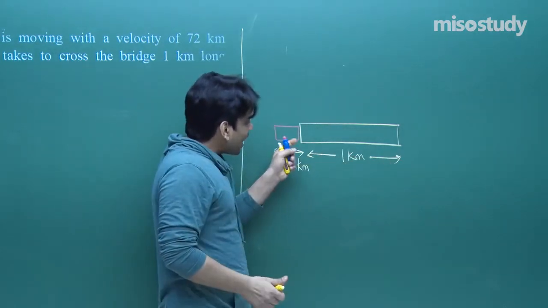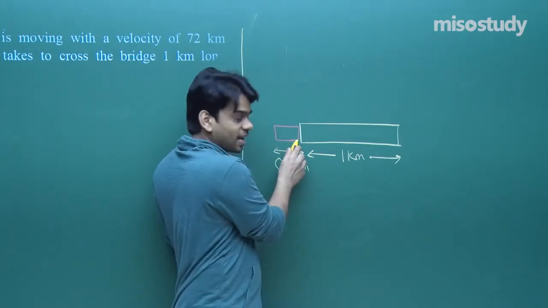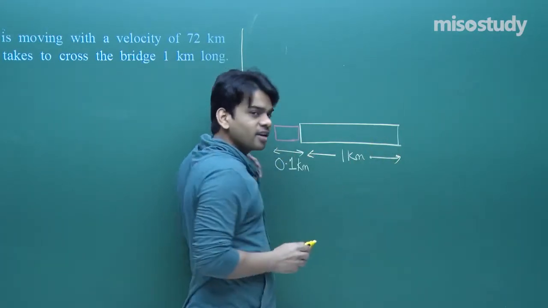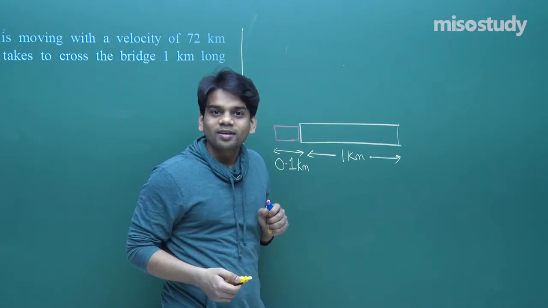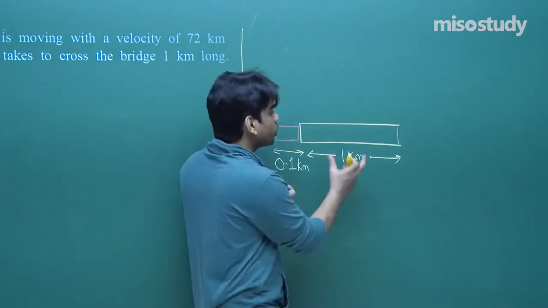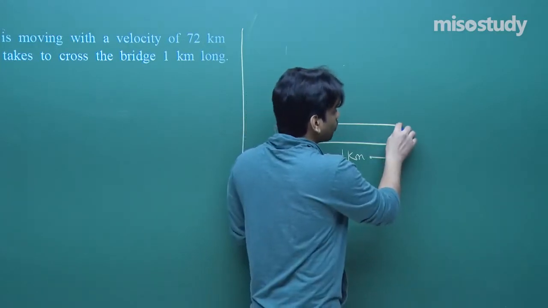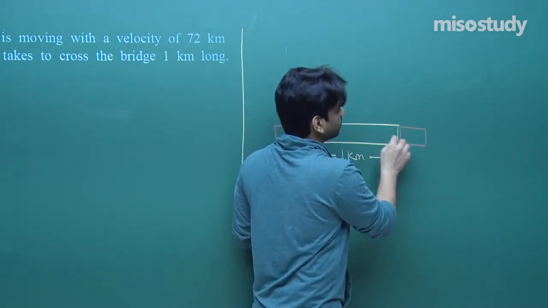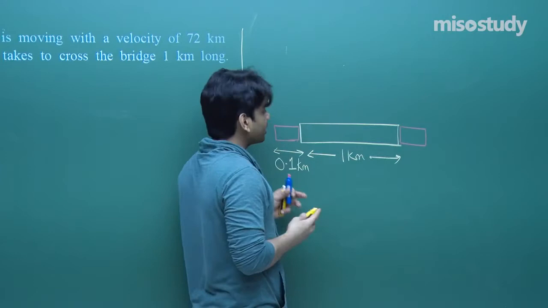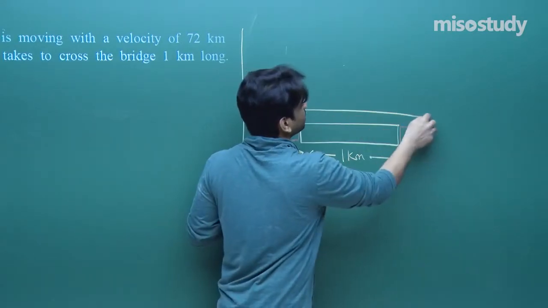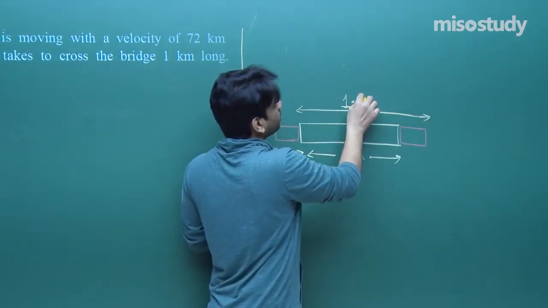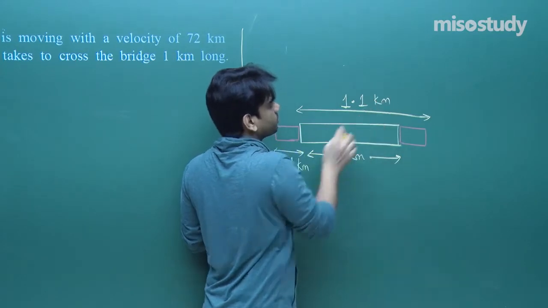Understand? Now observe this front end. As this front end reaches here, it would have traveled 1 kilometer, but it has to cross the bridge. So it will further travel its own length, that is 100 meter, to cross the bridge. So in total, the train would have traversed this much distance, that is 1.1 kilometer.